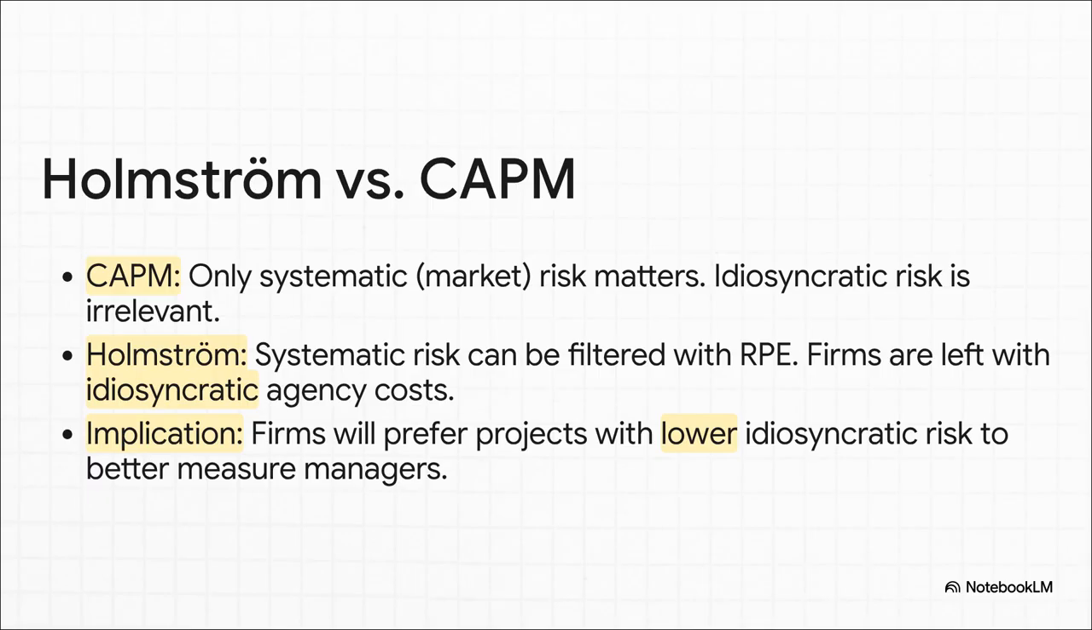Think about what you learn in every finance class. The capital asset pricing model, CAPM, tells us that investors can diversify away a firm's unique, idiosyncratic risk, so they only care about market-wide systematic risk. Well, Holmstrom's theory completely inverts that. For paying your managers, you can filter out the systematic market risk by comparing them to their peers. What you're stuck with, what you can't get rid of, is the manager's own idiosyncratic risk. And this means the firm now has a very good reason to hate the exact same risk that finance theory tells us should be totally irrelevant.